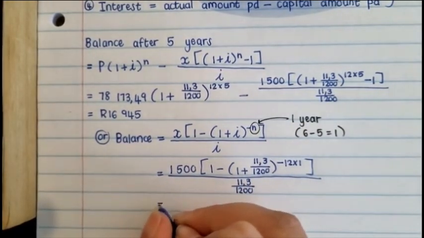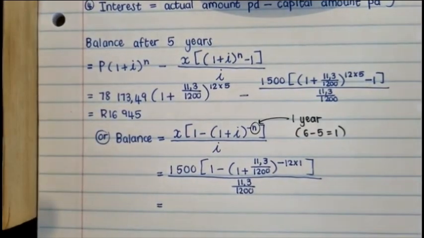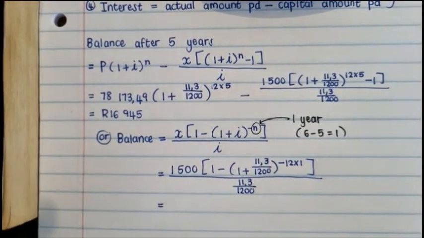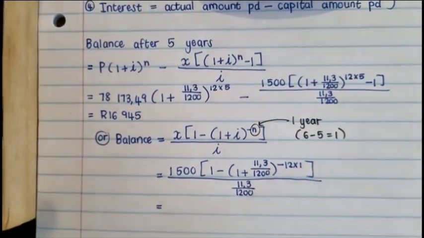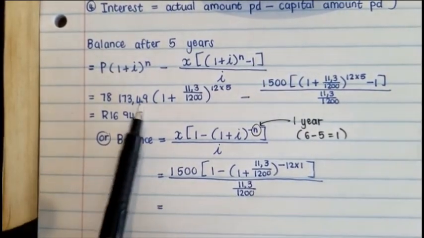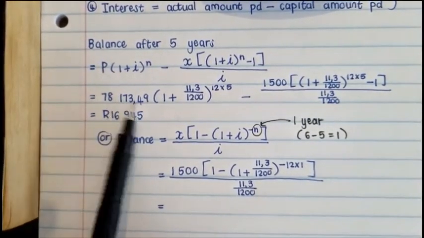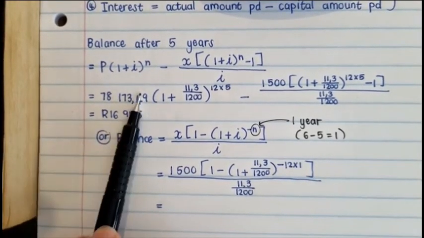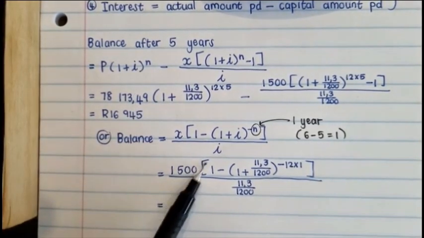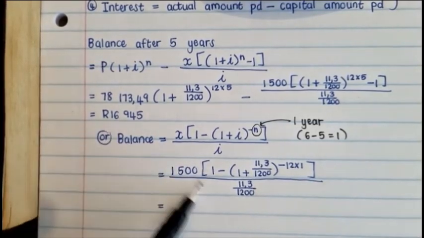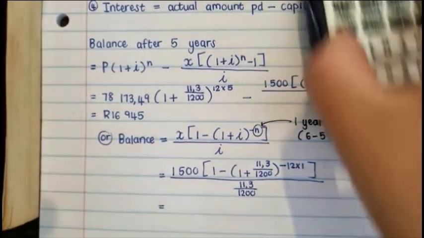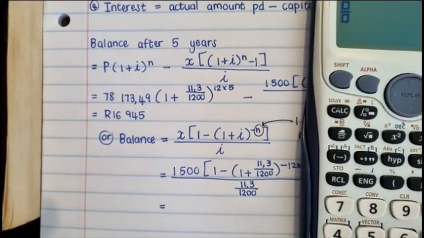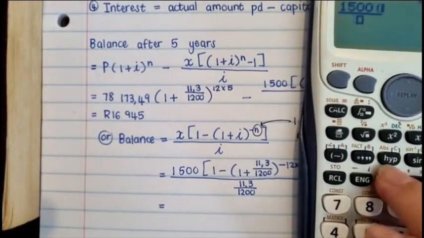Now, we might get a slightly different answer, because here, in the previous method, we used a rounded value from 6.3.1. So that might mean that here we might get a slightly different answer, but it's fine. It might differ by a few cents, but you can leave it like that. It's okay. It doesn't matter.